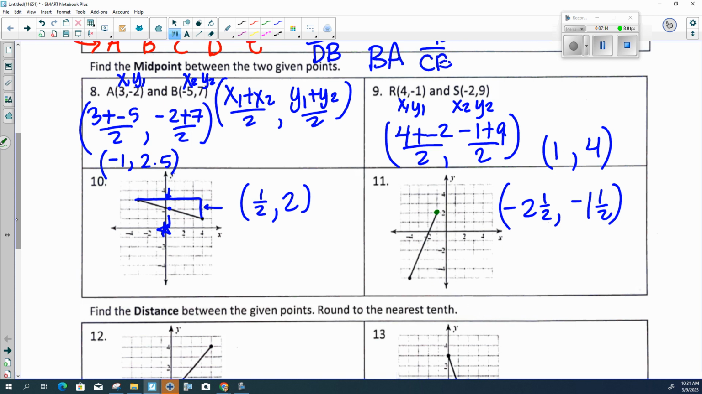Tell me what this ordered pair is. Be very careful, because if you get that wrong, you're going to get the problem wrong. And then you can use the formula. So add my x's. Add my y's.